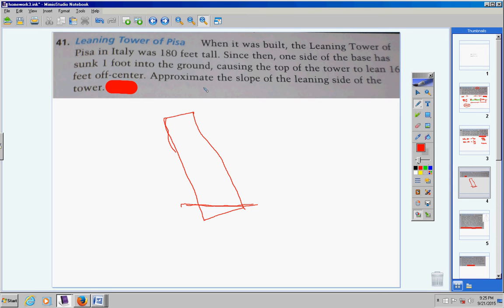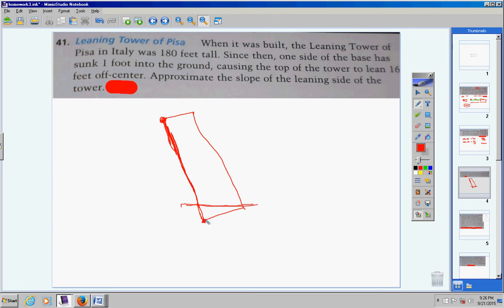Read the problem carefully. Approximate the slope of the leaning side. Well, here's the leaning side right here. Mr. Earhart, I thought this was the leaning side. To be honest with you, both of those will have the same slope. They're parallel. And remember, parallel lines have the same slope. So it really doesn't matter which one you use. I'm going to use this one over here. So I'm going to find the slope of this line right here. So how do you find the slope of a line like this? Well, I've taught you guys what to do. Use rise over run. Here's where the line starts.